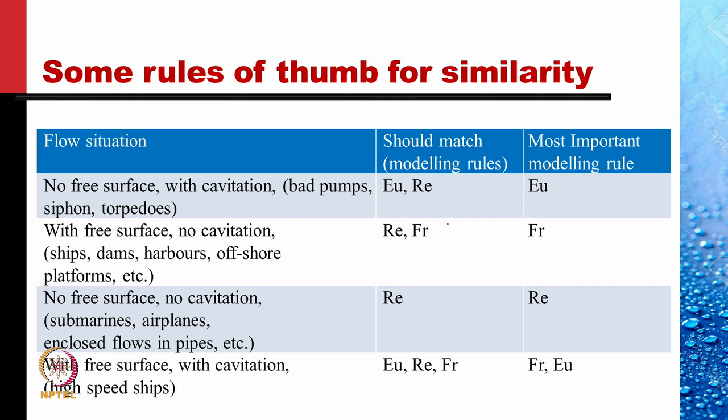The last case that we discuss is that we have free surface, we have cavitation, like in high-speed ships or torpedoes operating very close to the surface. All the three numbers, Euler number, Reynolds number, and Froude number, need to be matched.